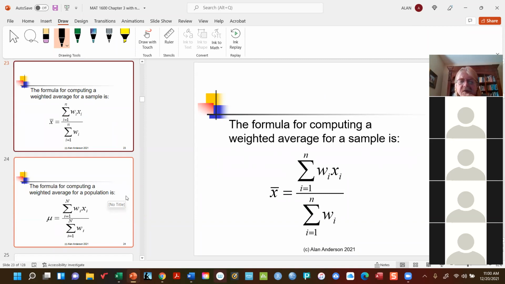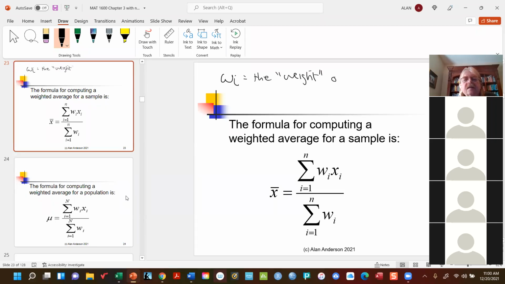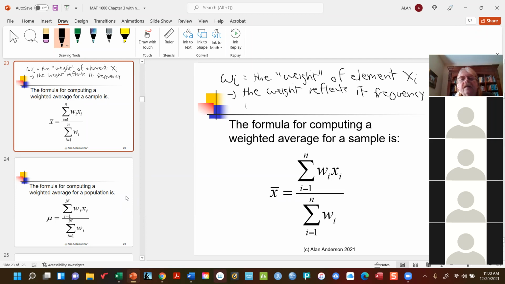Now, let's look at the formula for sample weighted average. Now, you notice there's something new in here. WI is the weight. I'll put that in quotes, before we haven't defined it yet. Each element has a weight associated with it. This weight reflects its frequency in the sample, or let's just say the data, because it works for populations as well. So in other words, some of the elements might show up more often than others, and this is a quick and easy way to take that into account.